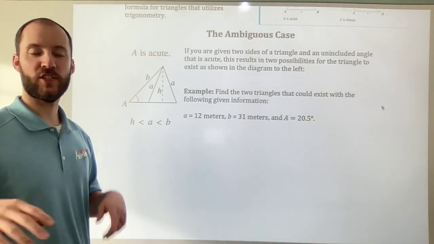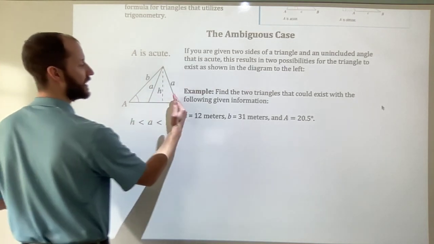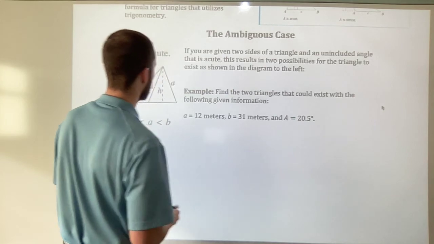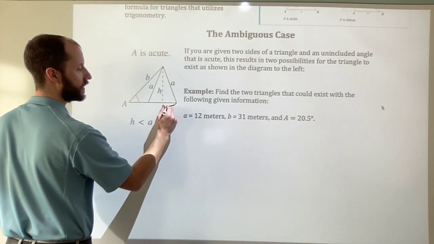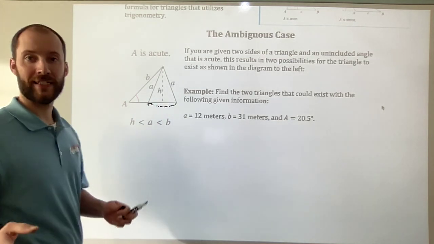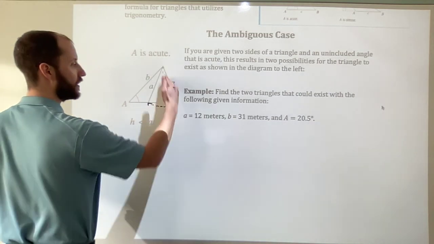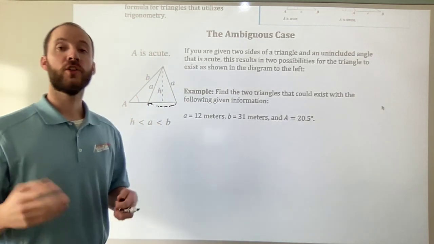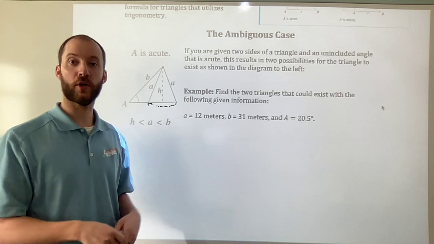What can happen in that situation is that side, lowercase a, can be here, or it can swing around and still meet up with this side. Imagine it like a pendulum swinging. It could swing over and meet up with this side again. So it's ambiguous. There's more than one possibility, and it's unclear which one it is. So there are two cases we have to look at, and we're going to walk through how you solve for those two cases.